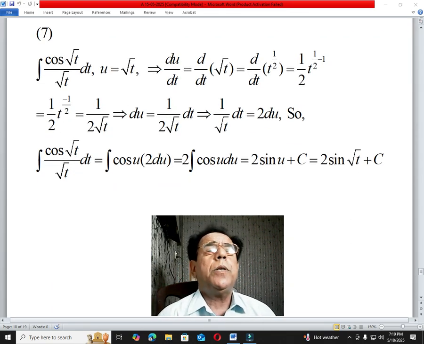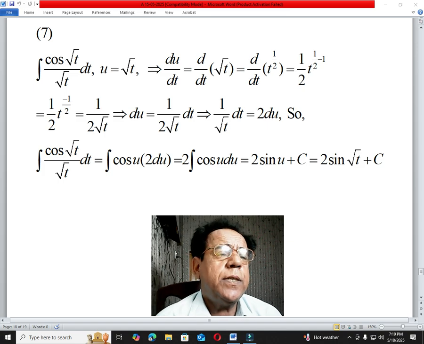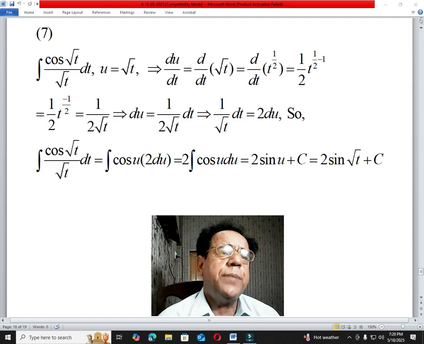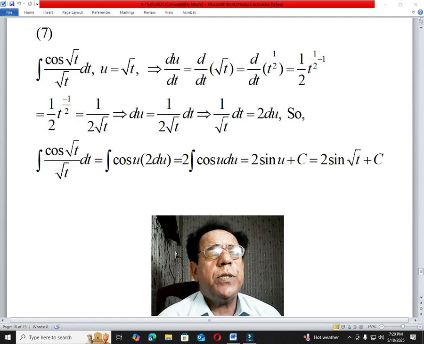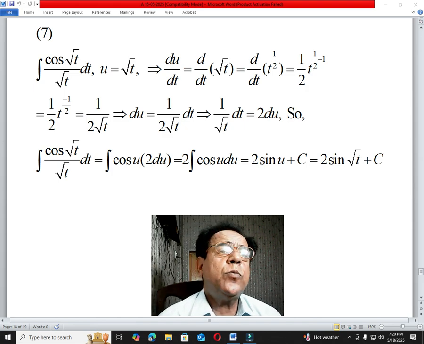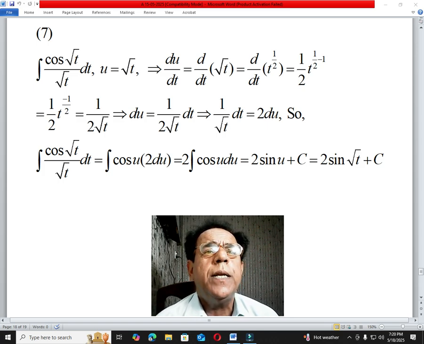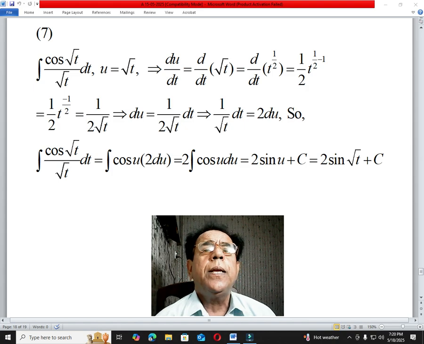Next, problem number 7: integral of cos square root of t over square root of t into dt. The proposed substitution is u equal to square root of t. So dear students, when u is equal to square root of t, then du by dt will be equal to d over dt of square root of t, and square root of t is equal to t raised to power 1 by 2.